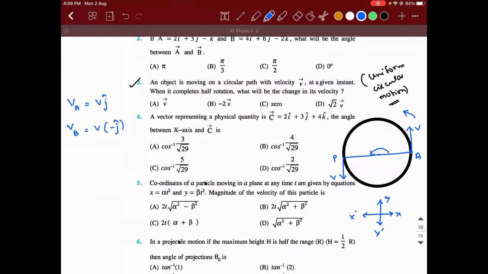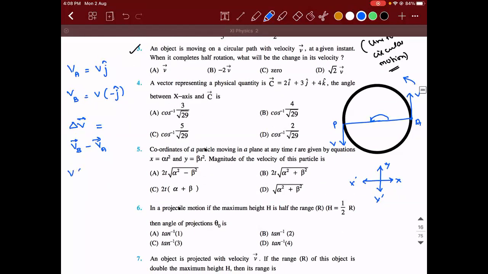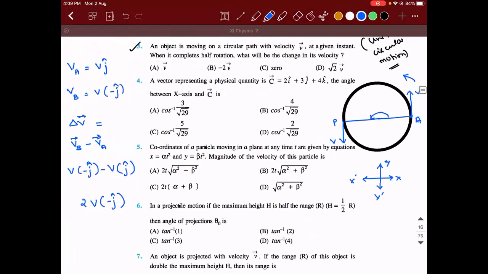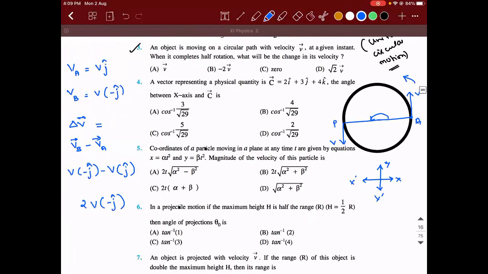Correct? So what is the change in velocity that is taking place? It is vB vector minus vA vector. So vB vector is v with minus j cap minus vA vector is v with plus j cap. So what will you get? Minus 2 times v j cap, or 2 times v with a minus j cap. Am I right, guys? So what will be the answer? B.